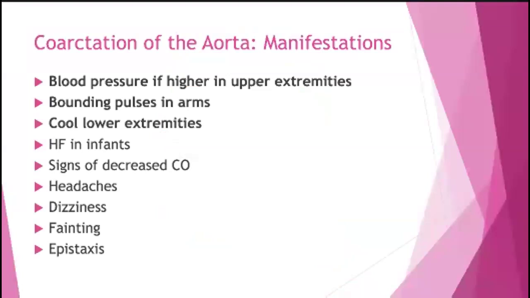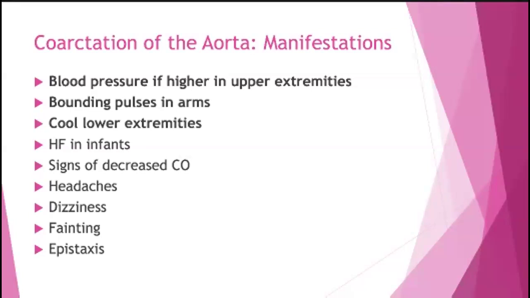Manifestations. Infants with severe narrowing are going to have irritability, poor feeding, and tachypnea. They're going to have a pale or mottled lower body, weak or absent femoral pulses, and heart failure and shock if the ductus arteriosus closes. Older children will have upper extremity hypertension.